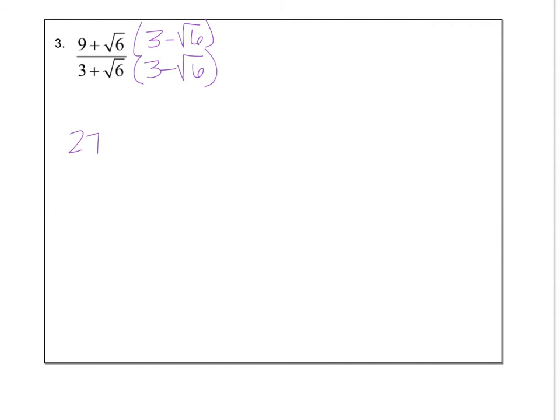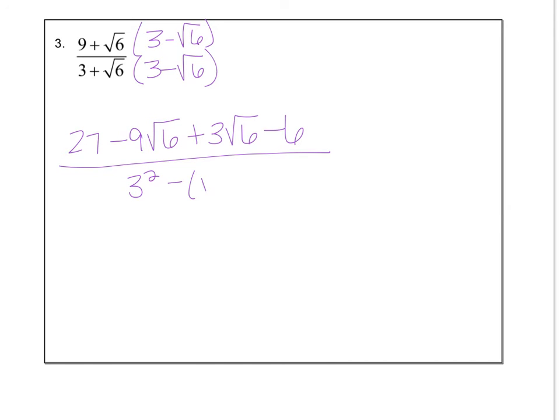So the first is 27. The outside is minus 9 radical 6. Watch your signs here. The inside is plus 3 radical 6. And the last would be just minus 6, because radical 6 times radical 6 is just 6. All over the bottom, which is going to be 3 squared minus radical 6 squared.